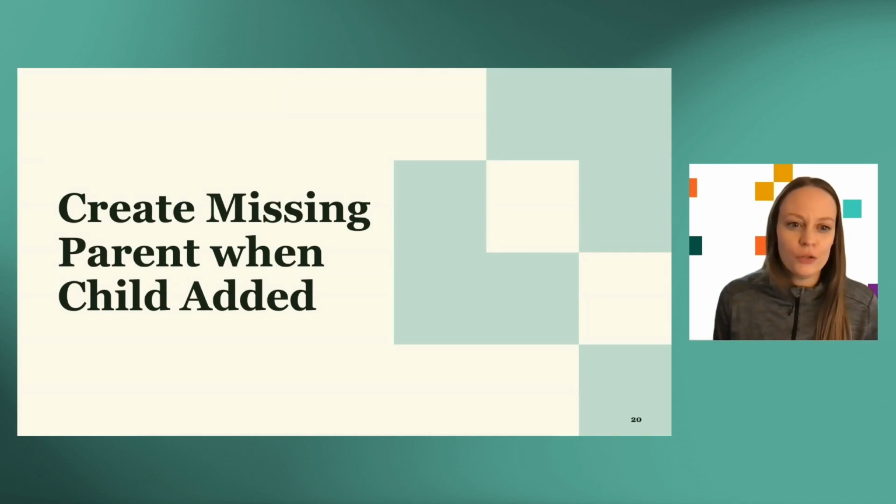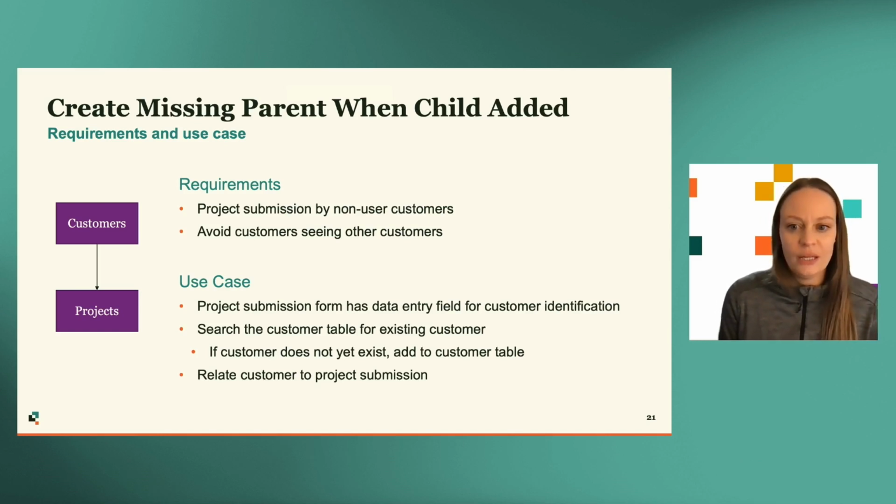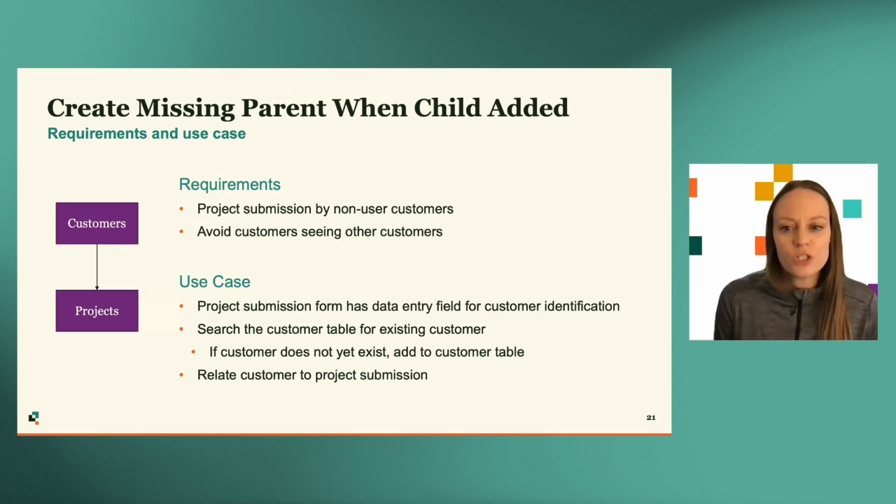Now I'm going to talk through how to create a missing parent when a child is added. And I think for this particular use case, it helps to really have a real life scenario to describe. And I've actually encountered this with multiple customers. So the use case we're going to go through today is that we're going to be using the same application that Nate showed us. And what we want to do is allow our customers to submit a project to us. But the trick here is that they're not users in our application, and we don't particularly want them to see other lists of customers that we work with.